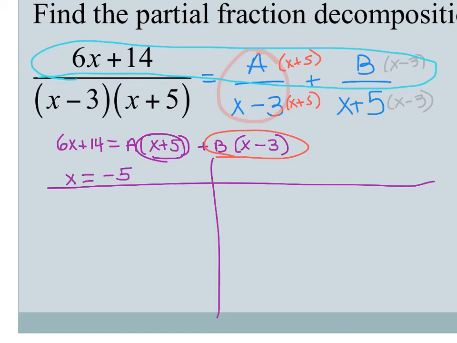And then I'm going to repeat this whole process, but this time I want to get the b to cancel out. So what would I make x? Positive 3. So I'm going to go through that process. Everywhere there's an x on the left, I'm going to plug in negative 5. So I get 6 times negative 5 plus 14 equals a times negative 5 plus 5 plus b times negative 5 plus minus 3.